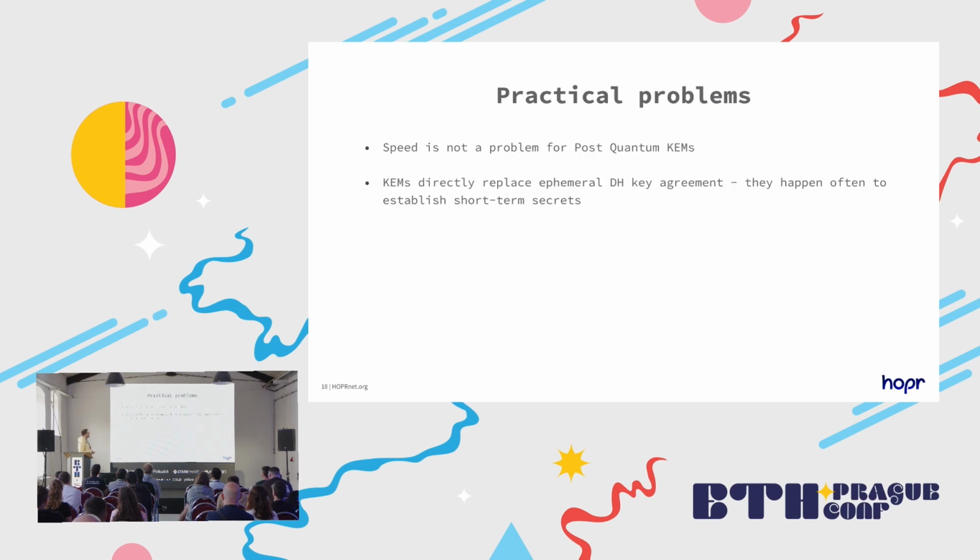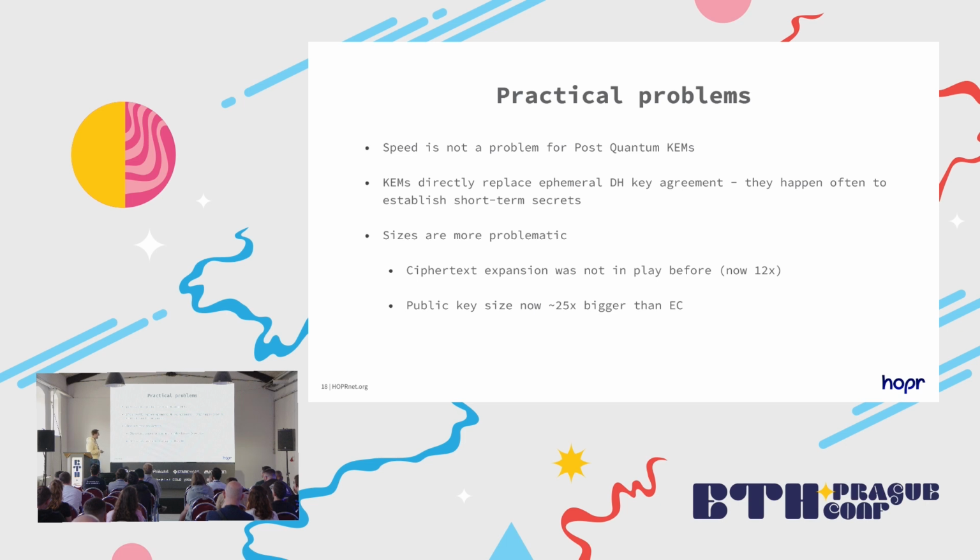So again, the practical problem here is that KEMs directly replace the ephemeral Diffie-Hellman key agreement. That's not a practical problem, that's basically the way they're used. The problem is that there's a notable ciphertext expansion, as I mentioned, and the public key. So if you're exchanging ephemeral keys, very often you have to deal with an increased amount of data being transferred. In addition, if you build, or used to build, more complex protocols out of elliptic curves, for example, you probably use the additive or multiplicative group structure. So this is not there, obviously.